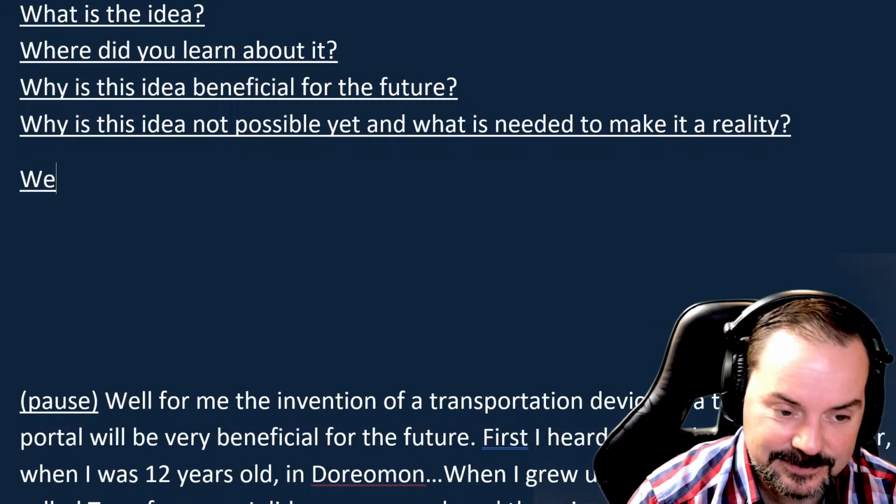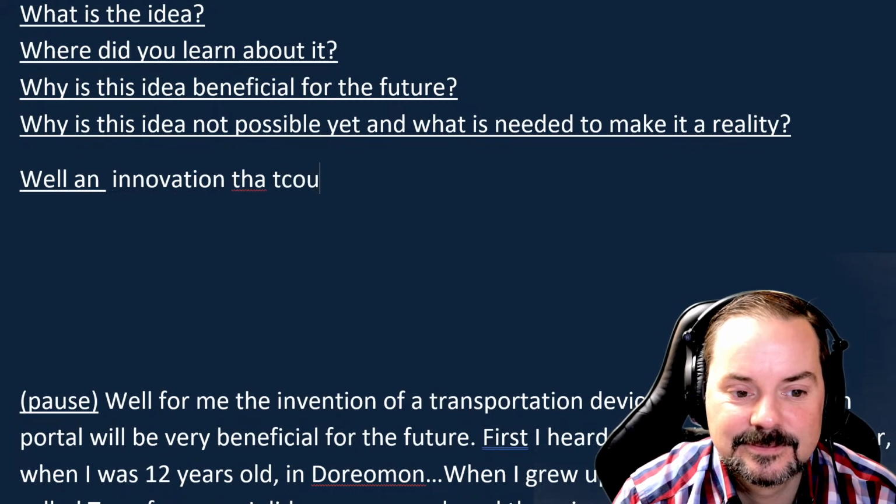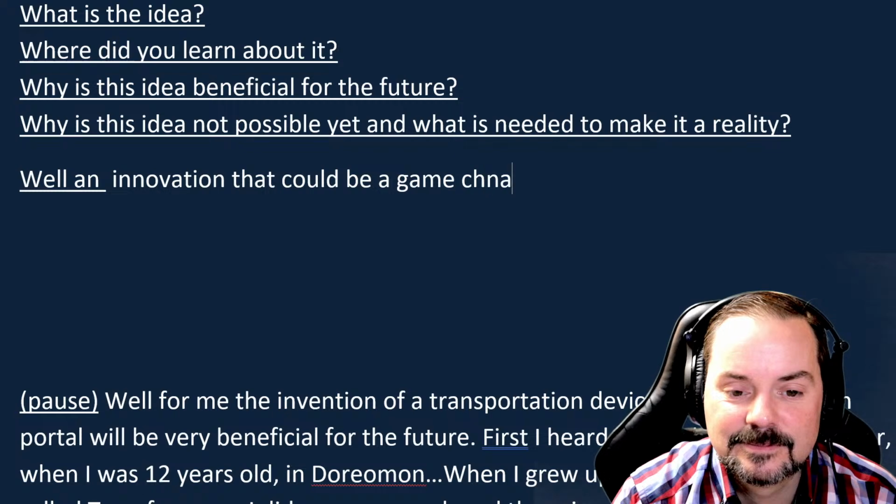Well, an innovation that could be a game changer for humanity. I think it's going to be space travel, but faster than the speed of light.